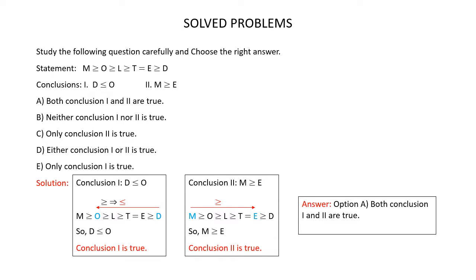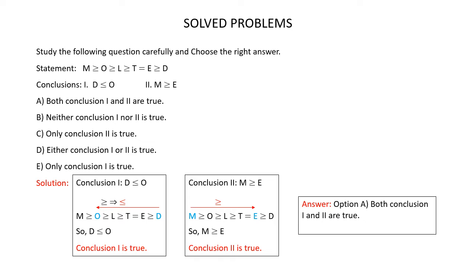You're given two conclusions here. Conclusion 1, D is less than or equal to O. Conclusion 2, M is greater than or equal to E. You're given 5 options here and you have to select which of these options is the correct one. Now to solve this problem, first we'll consider each of the given conclusions separately.